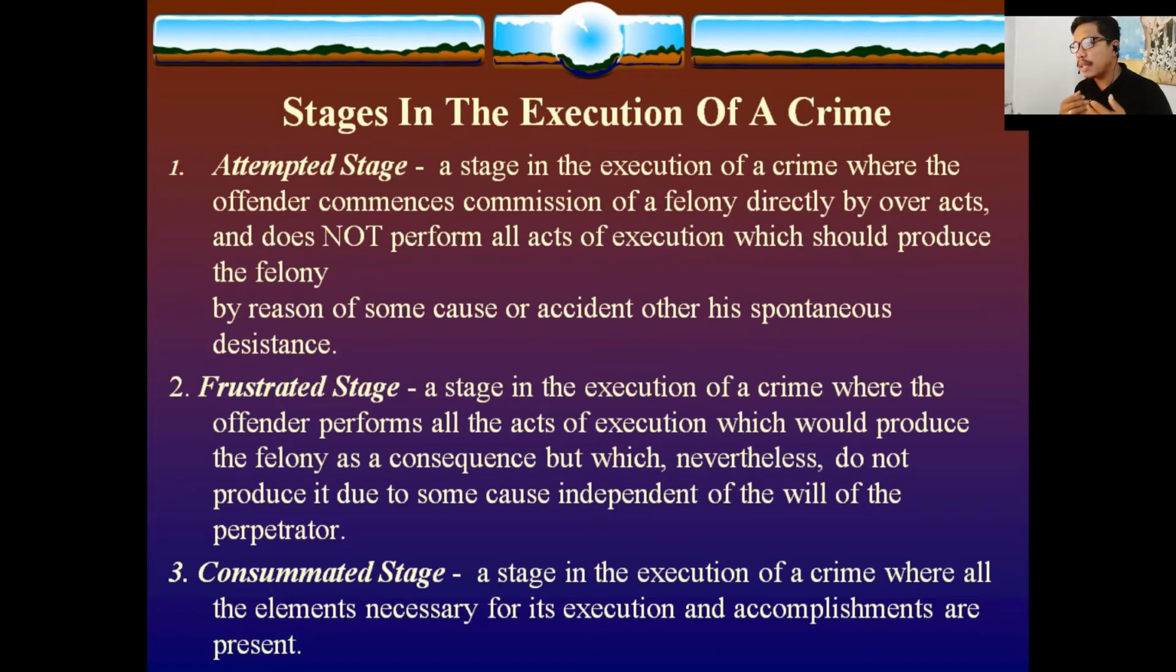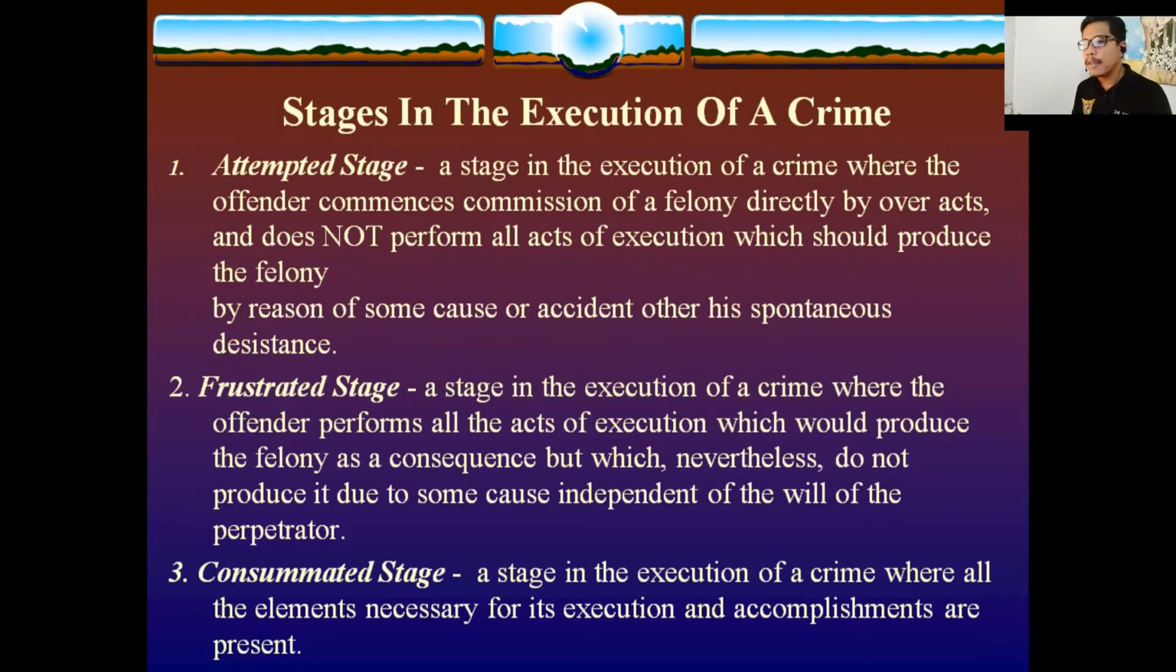So when we say attempted stage, this is the stage in the execution of a crime where the offender commences the commission of a felony directly by overt acts but does not perform all acts of execution which should produce the felony by reason of some cause or accident other than his spontaneous desistance.